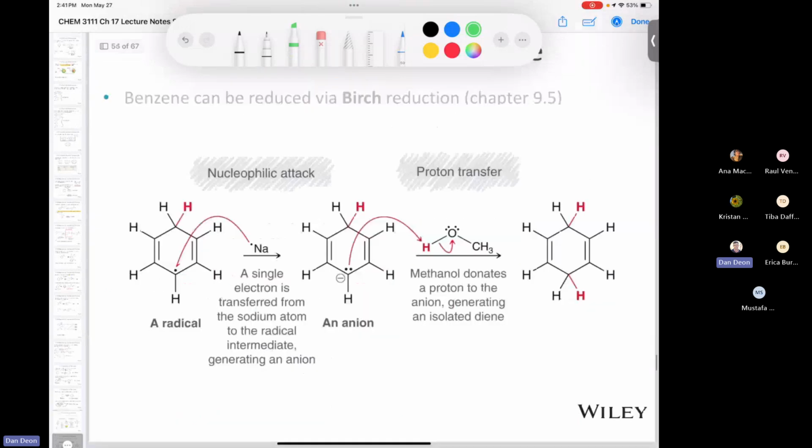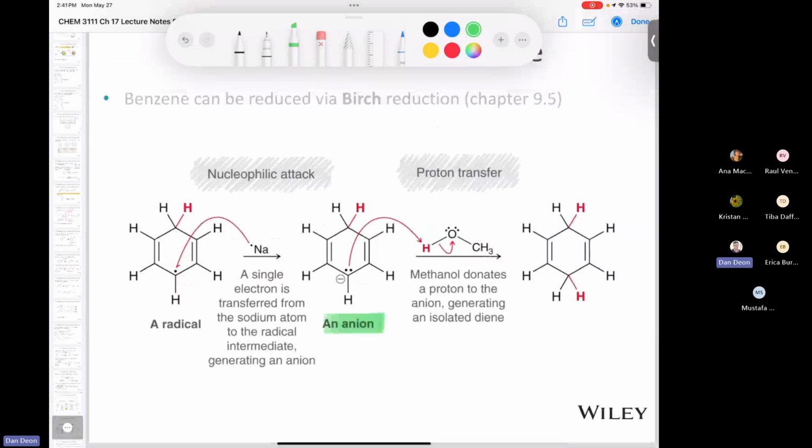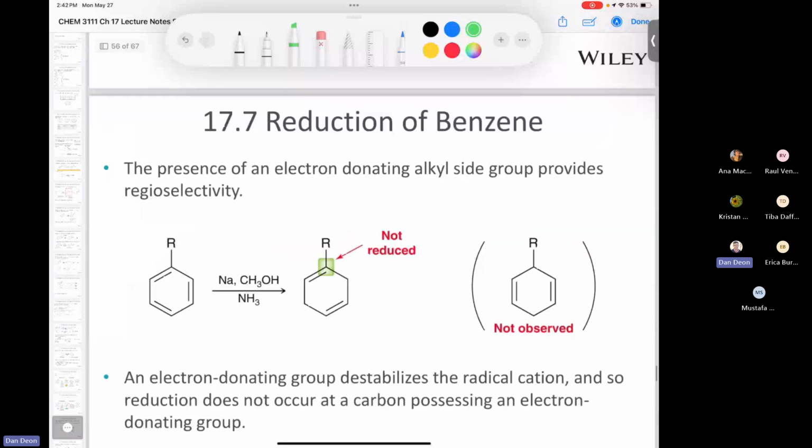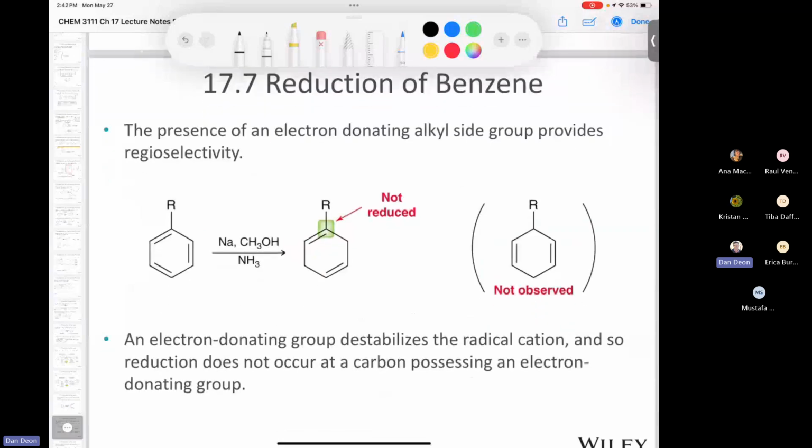And that is relevant because we don't completely reduce the benzene ring. We produce two sp3 hybridized carbons. Depending on where the substituents are, we can figure out which carbons are going to be reduced. If you have an electron donating alkyl side group, we call this an electron donating group, something that donates electrons, that carbon is not going to be reduced. Now, why would that be? The reason why it's not going to reduce the carbon where the electron donating group is at is because you form an anion along the way. So why would you donate electrons to something that's going to form an anion anyway?